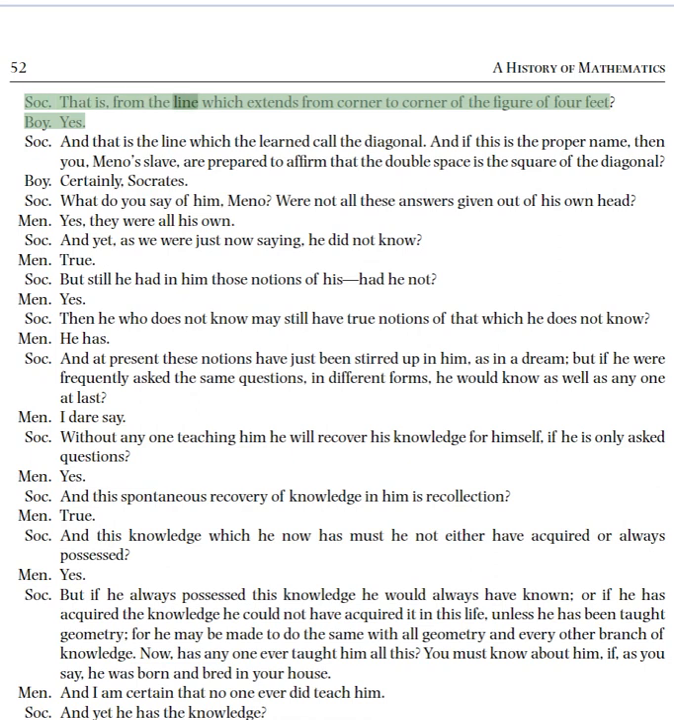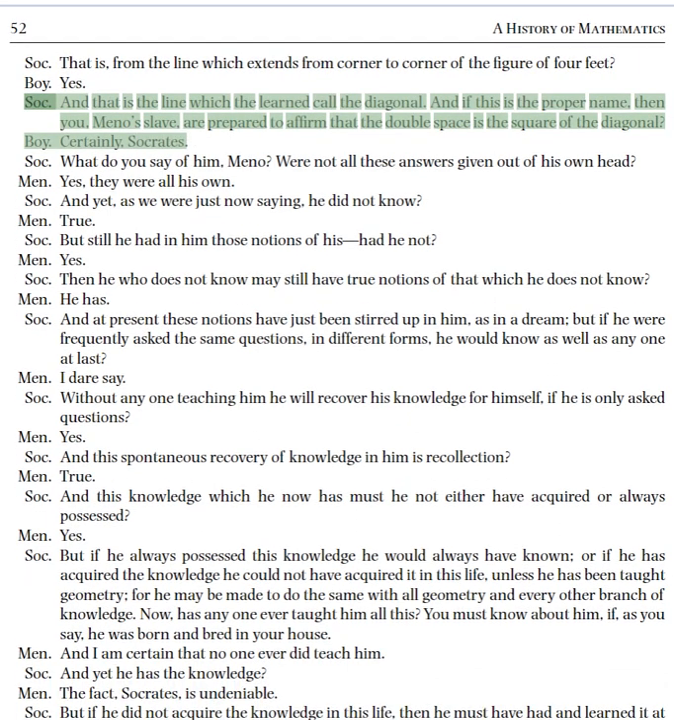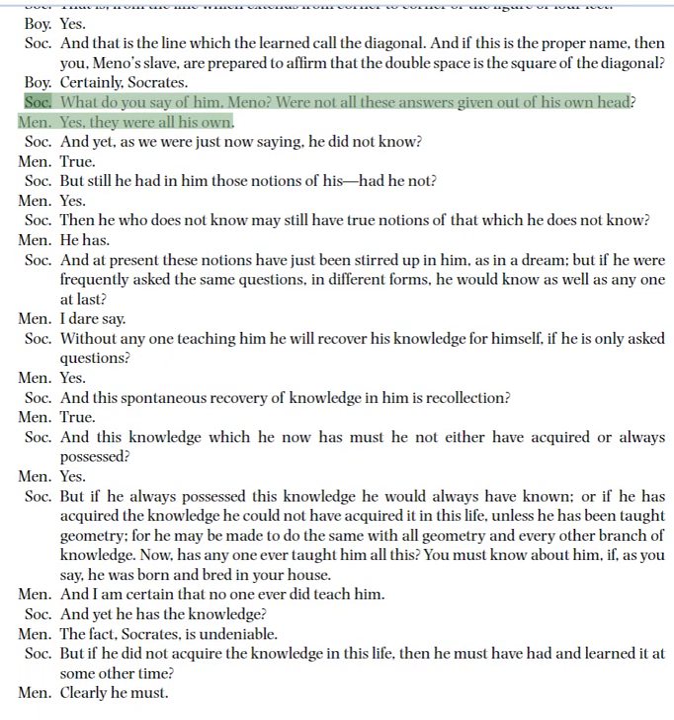That is, from the line which extends from corner to corner of the figure of 4 feet? Boy. Yes. SOC. And that is the line which the learned call the diagonal. And if this is the proper name, then you, Meno's slave, are prepared to affirm that the double space is the square of the diagonal? Boy. Certainly, Socrates. SOC. What do you say of him, Meno?